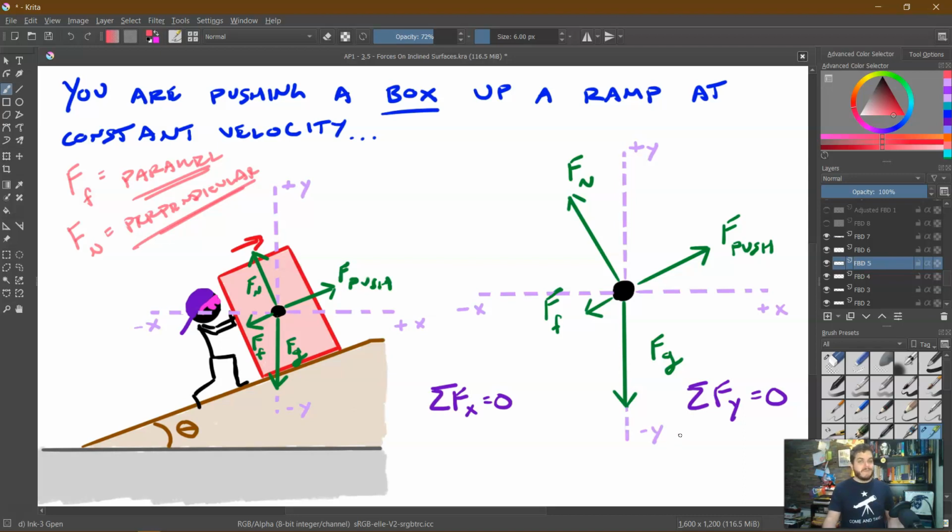But this is where things get a little gross. Because if we look, we've got 4 forces. Unfortunately, only one of them, Fg, is on an axis.